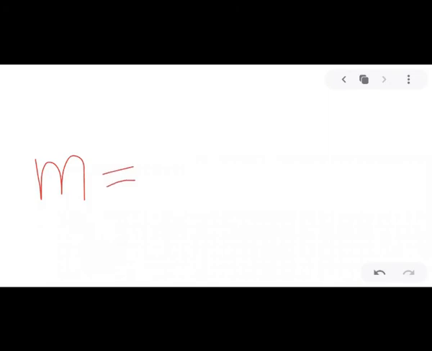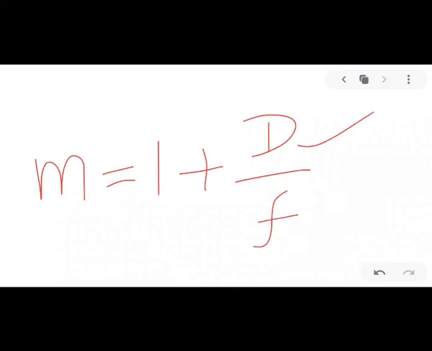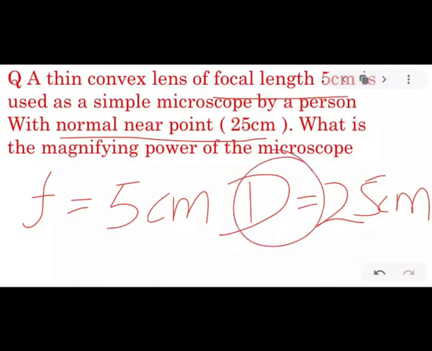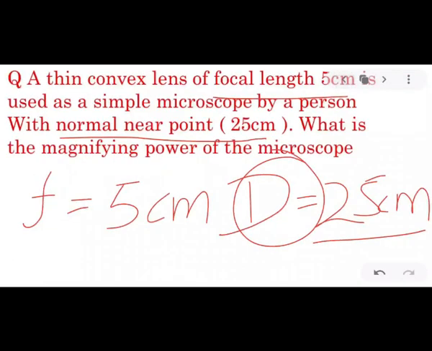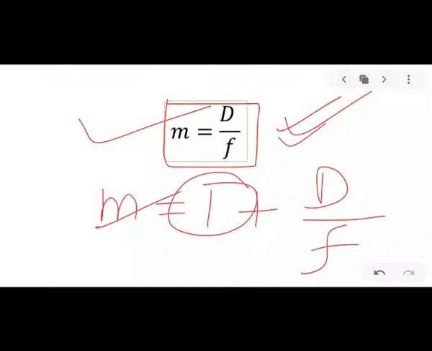What you can do is use the relation m equals 1 plus D by f, where D is the near point, 25 cm, and f is the focal length, which is 5 cm. In cases where they don't tell you where the final image is formed, you will always consider the final image to be formed at the least distance of distinct vision. But if they have said that the final image is formed at infinity, you will use this relation. Clear?